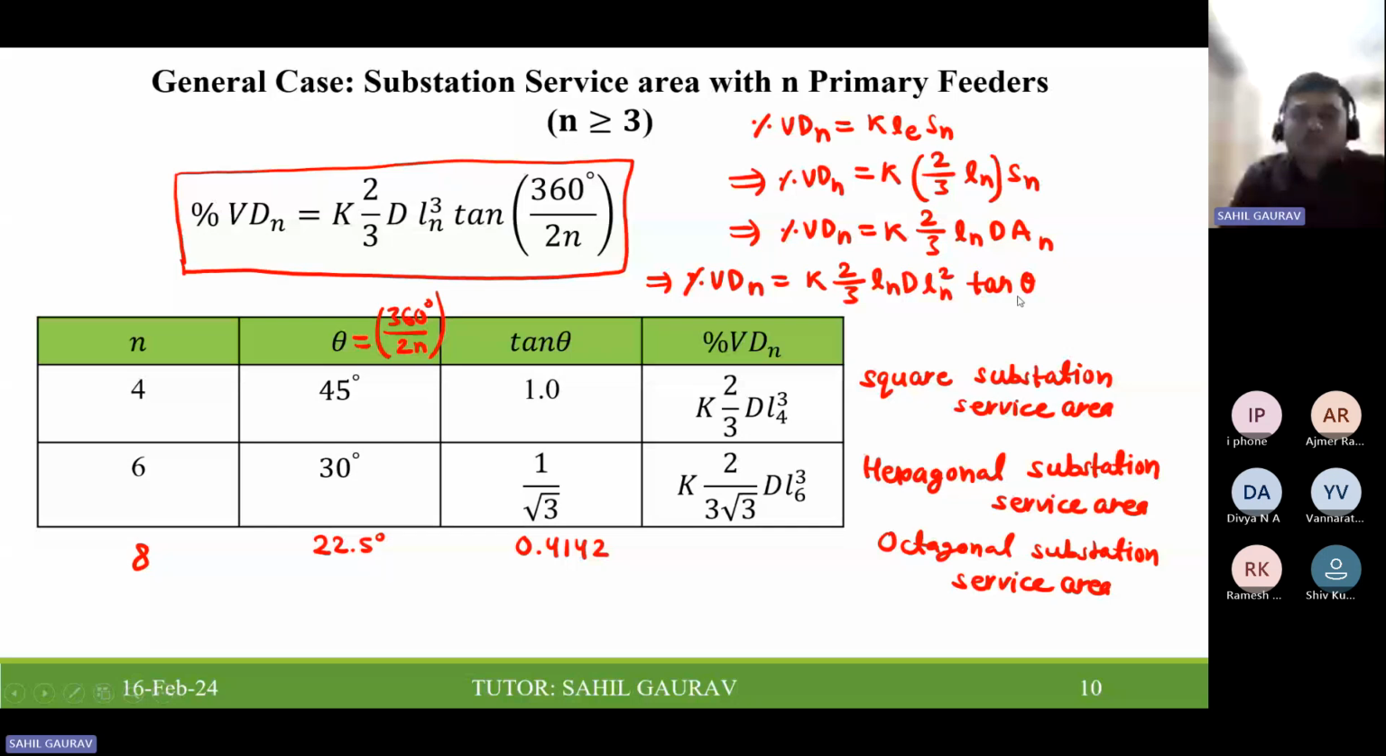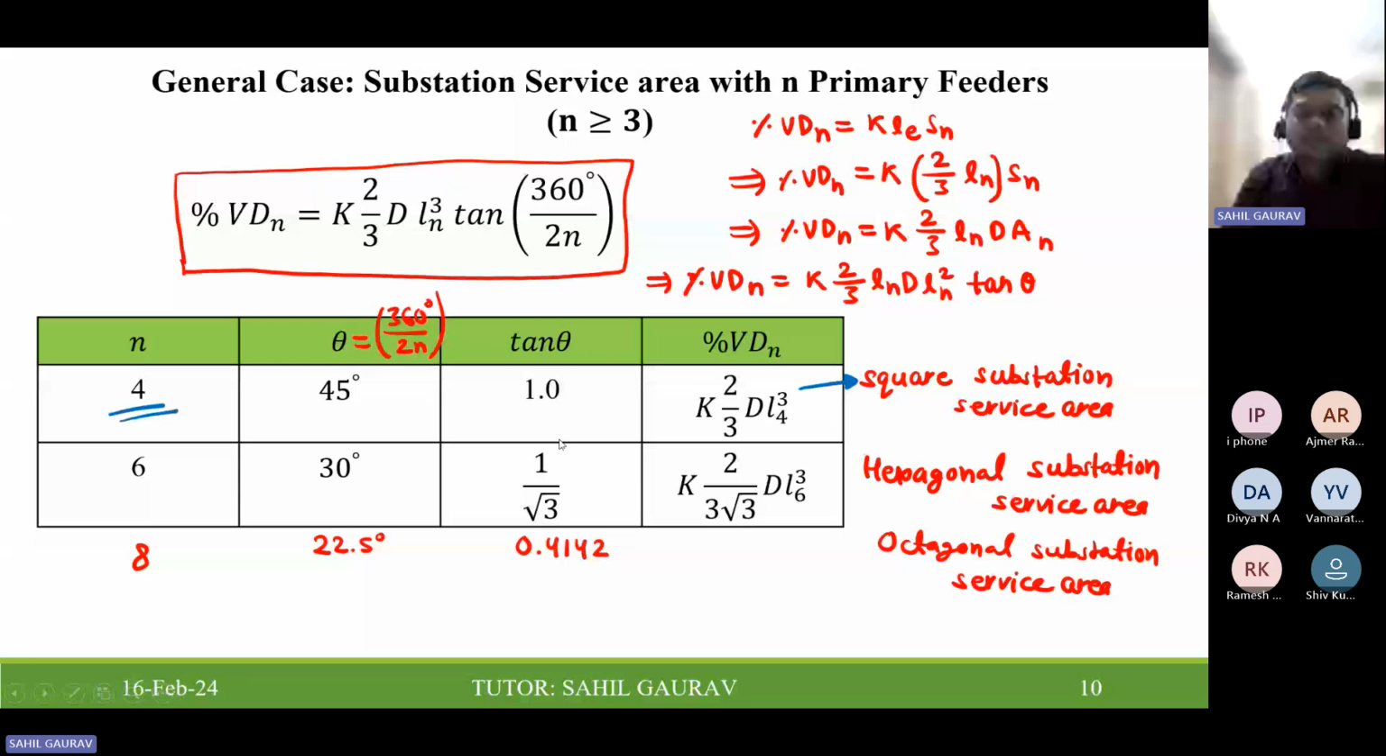Now let us see this if you have n equal to 4. N equal to 4 means a square substation service area, square shaped substation service area. So if you have n equal to 4, then theta comes out as 45 degree and tan theta equal to 1. So percentage voltage drop is K into 2/3 D into L4 cube.